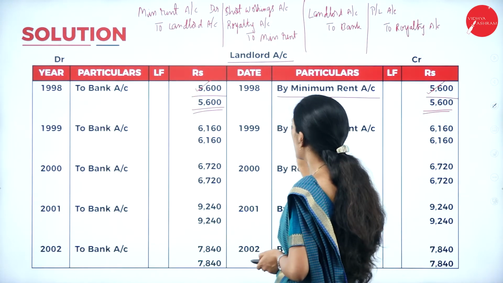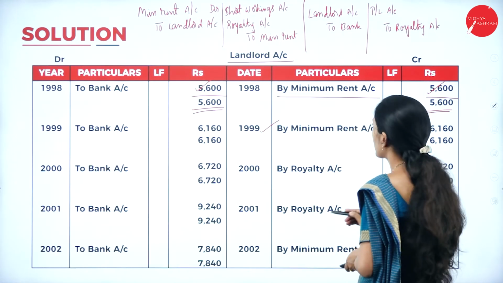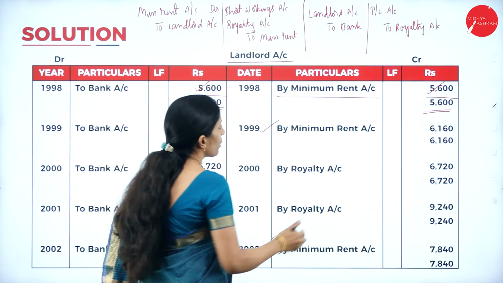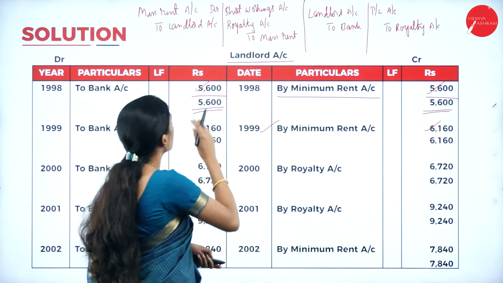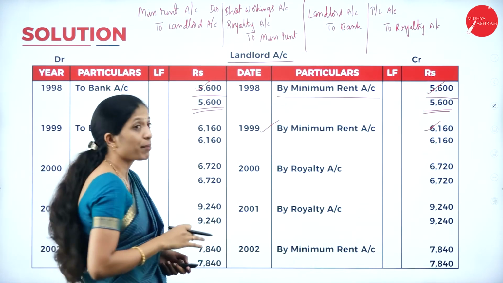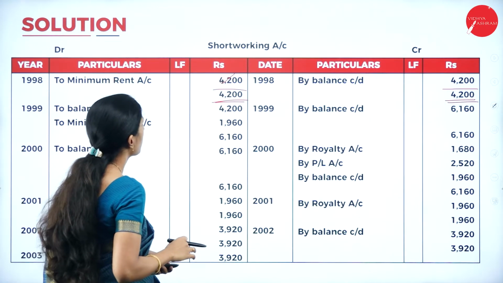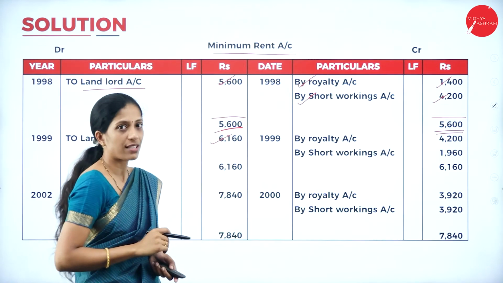Minimum rent account debit to landlord account. So how do you write? By minimum rent account. So what is the minimum rent? 6,160. So write that 6,160. Next, your entry is what? In minimum rent account you will write it as to landlord account 6,160.